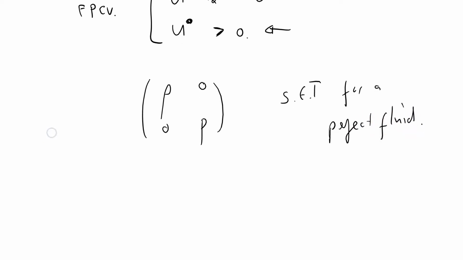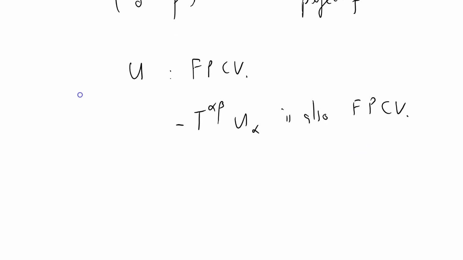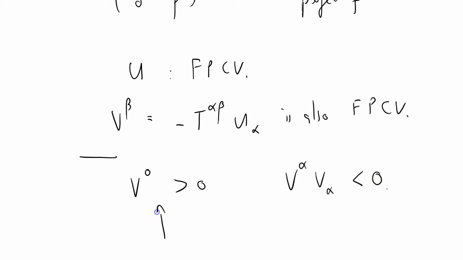Okay, so if I've got u, which is a future pointing causal vector, the dominant energy condition says that minus T alpha beta u alpha is also a future pointing causal vector. So in particular, that's v beta equals that. Well, there are two conditions. First of all, I need to know that v0 has got to be positive, and also I need to know that v alpha has got to be negative as well. So I'll just look at this condition first.